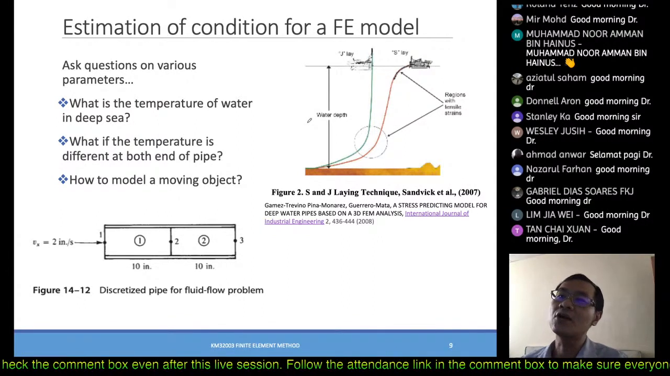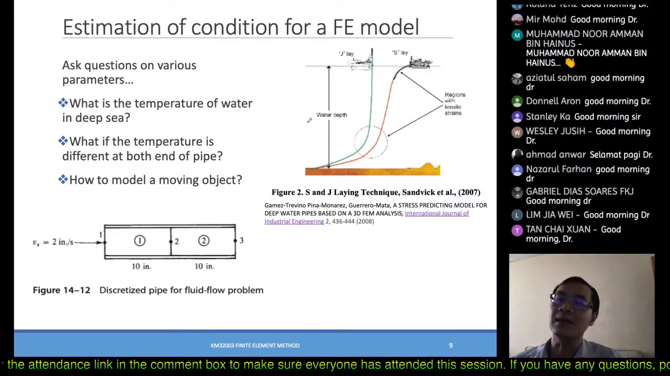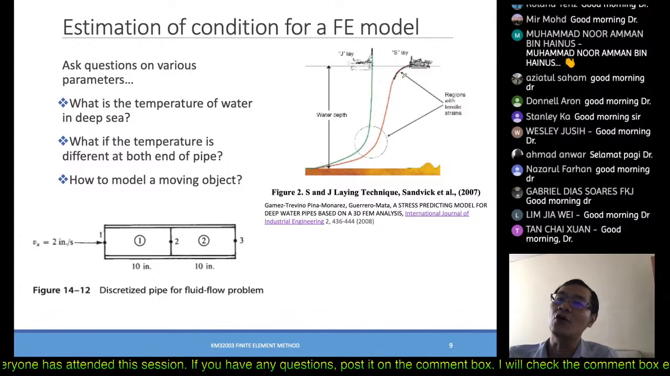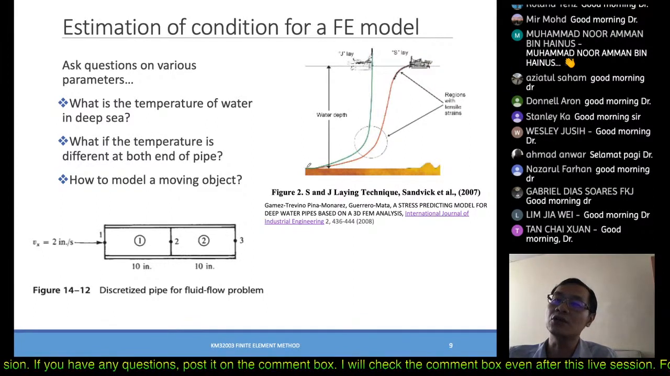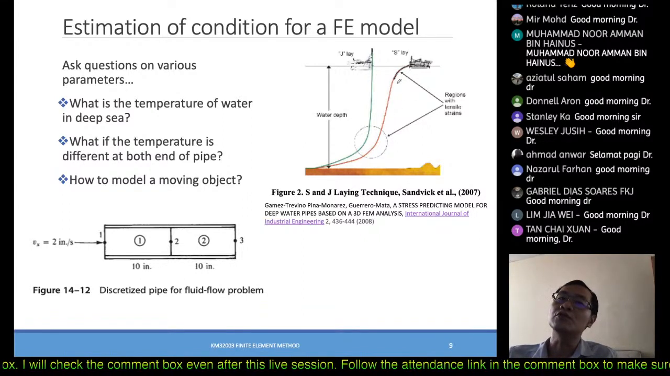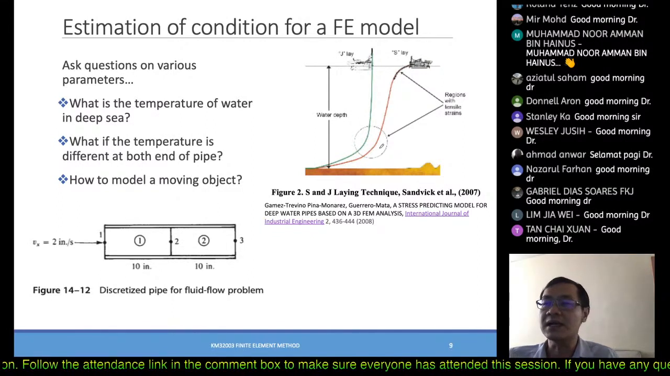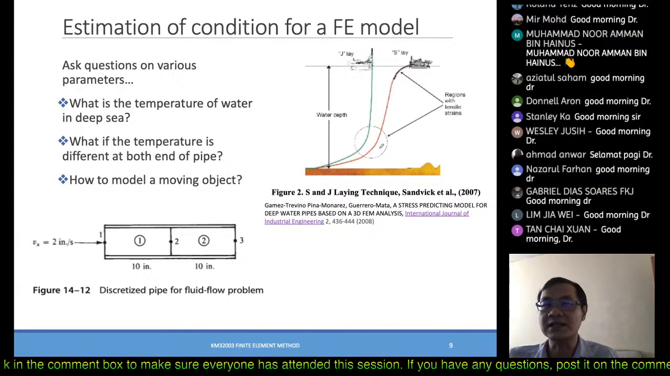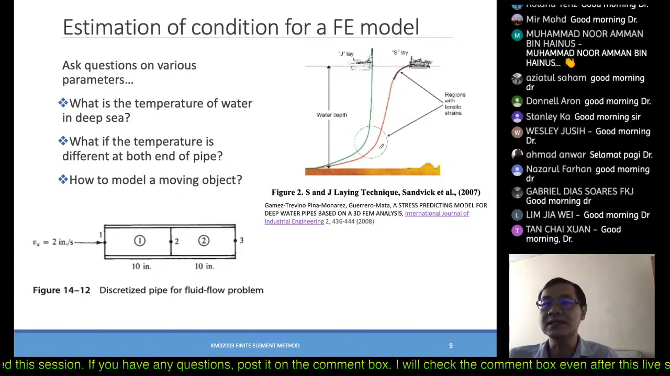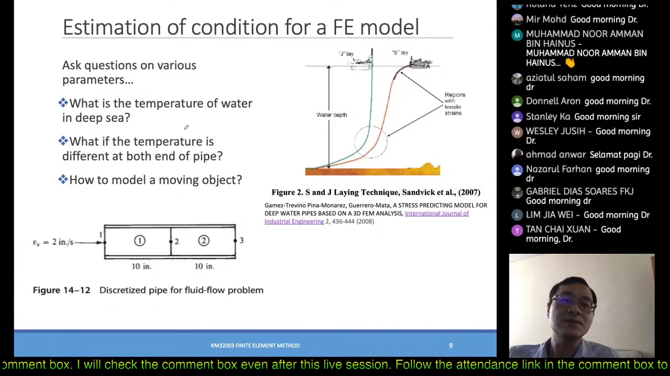Let's say now we are trying to simulate the fluid flow inside a pipe used for maybe deep drilling, for oil and gas or whatever. So there is a pipe going through deep sea. In this case, if we drill the oil, we can get the oil property, the viscosity of the oil. We can do it in the lab. But then how are we going to measure the temperature of the water in the deep sea? Can we estimate that? Any idea of how to estimate the temperature of water in deep sea?